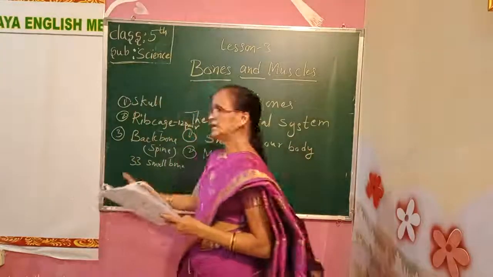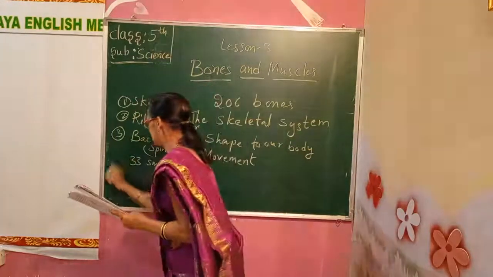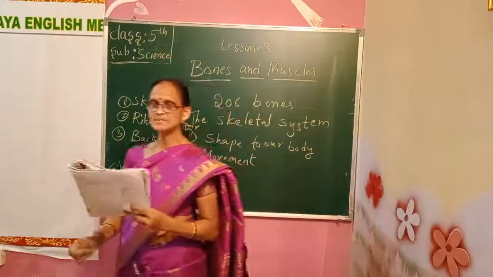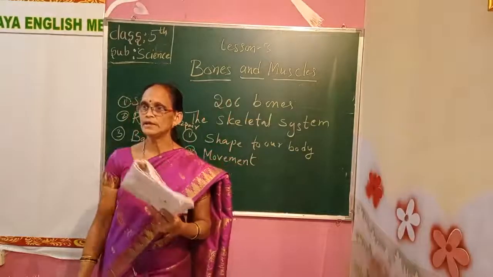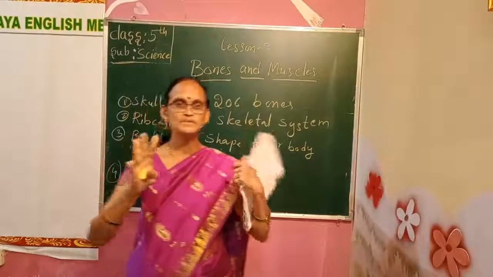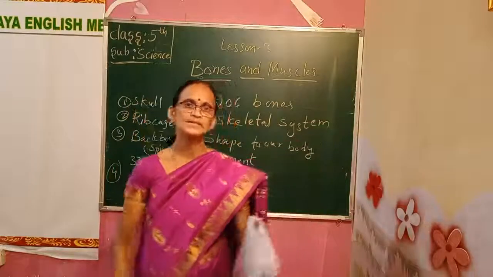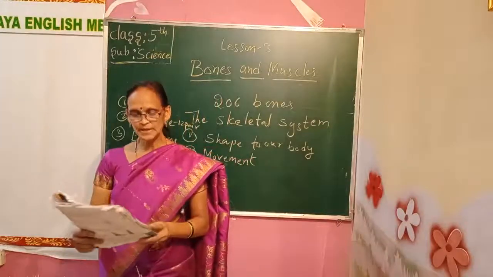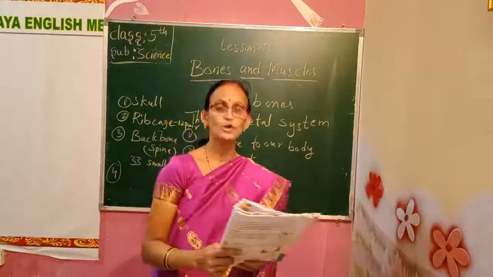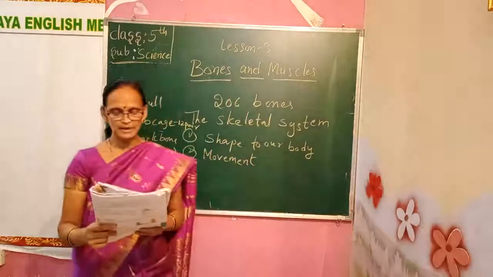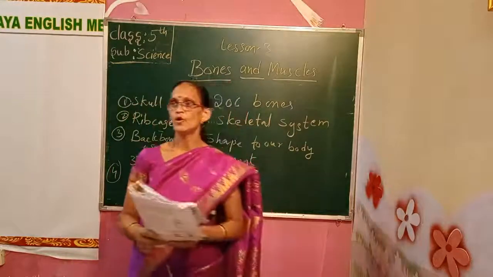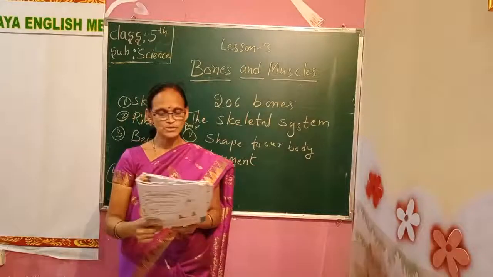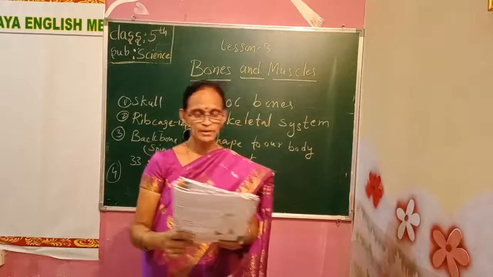Next comes the limbs. The fourth one is the limbs. Limbs means what? Your hands and legs together are called limbs, the four limbs. They are made up of many long and short bones. The bone of the upper leg is the longest bone in the body.